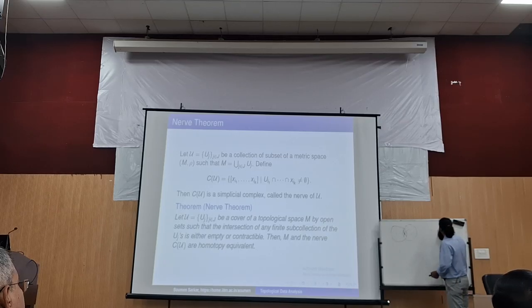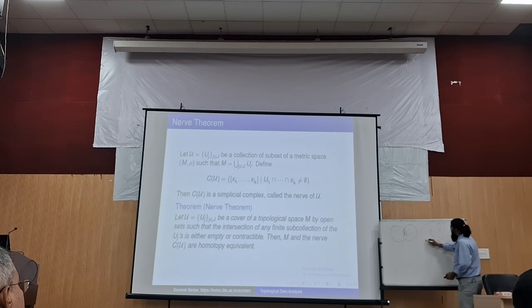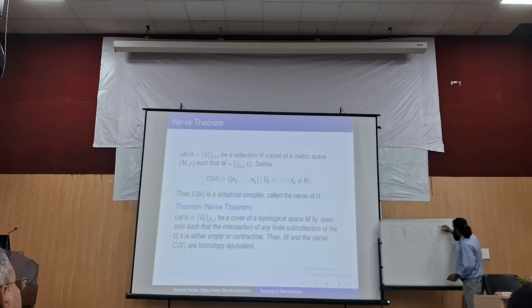However, if the open set looks like this, and these two, this is U1, this is U2, their intersection is these two parts. So we are not considering this part.